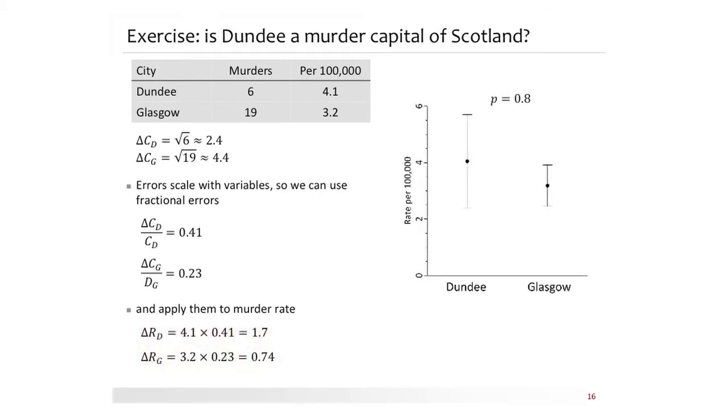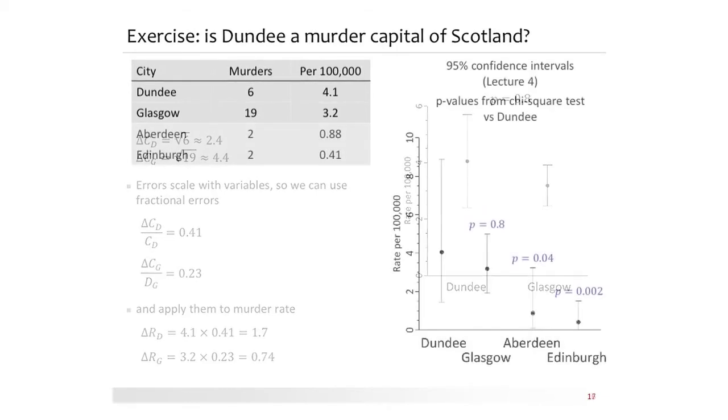Graphically presenting this, you can see that the error on the Glasgow murder rate per 100,000 population sits entirely within this error. And if you do a proper test, in this case a chi-square test, it will give you a p-value of 0.8, which means that there is absolutely no statistically significant difference between these two numbers. I don't expect journalists to understand this, but you should understand it.